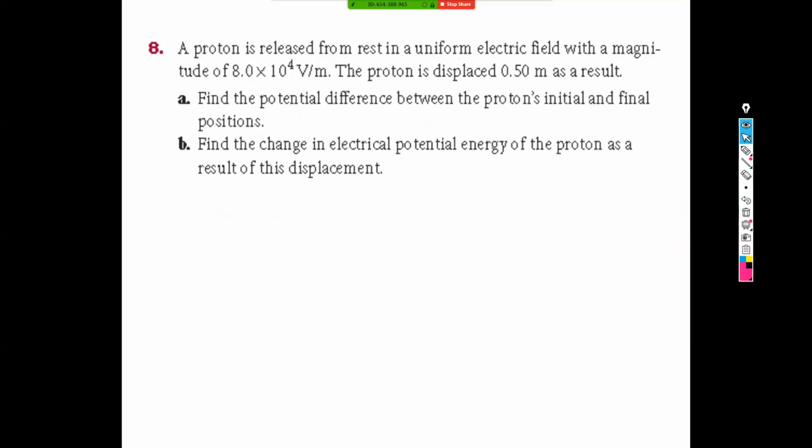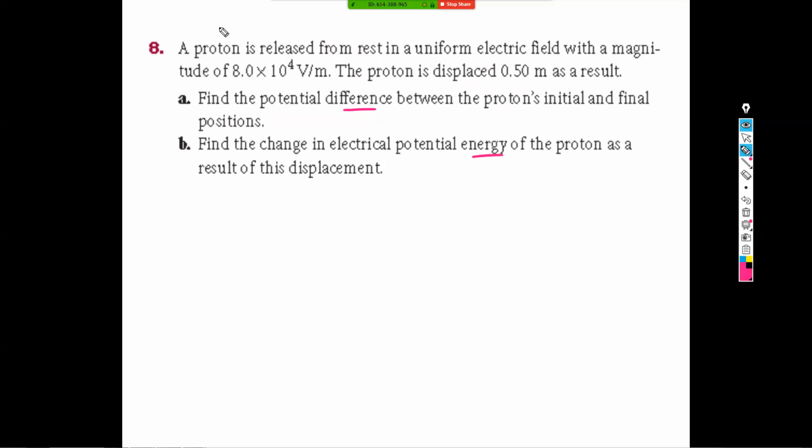And the last problem here has 2 parts, A and B. We're going to look at potential difference and potential energy. Looking at the same system, just calculating some different variables, reinforcing the idea that you have to understand the difference between potential difference and potential energy.